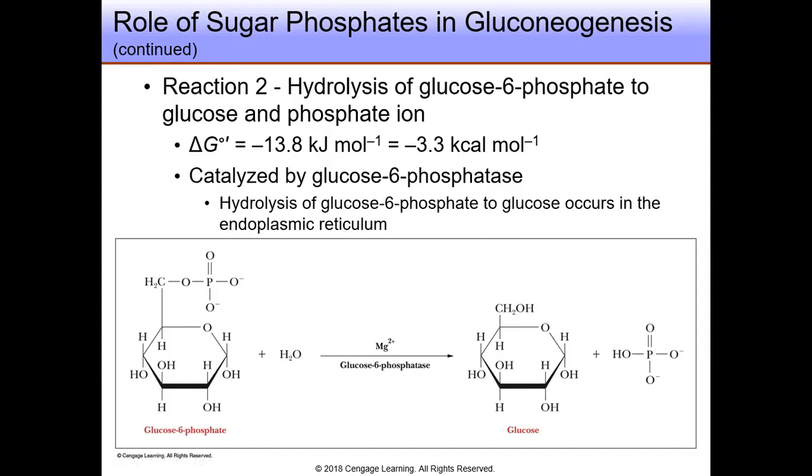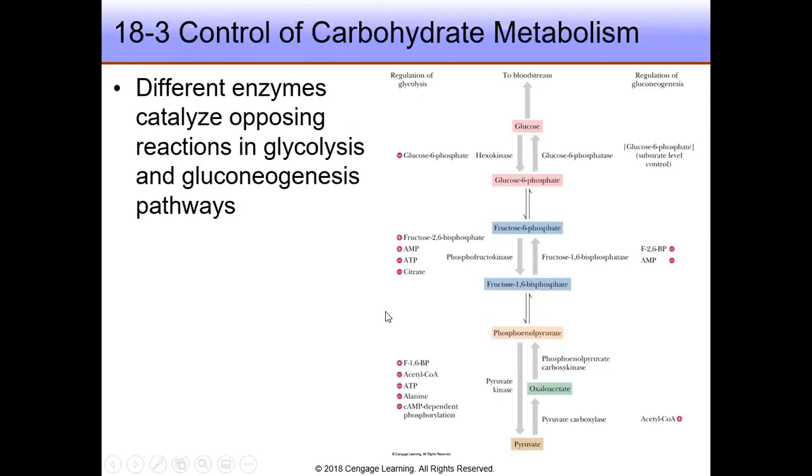So this is an example of an interesting pathway: gluconeogenesis occurs in three cellular locations, mitochondria, cytosol, and endoplasmic reticulum. This is the reaction, hydrolysis of glucose 6-phosphate to glucose, catalyzed by the enzyme glucose 6-phosphatase, which requires Mg+2 as a metal ion cofactor.